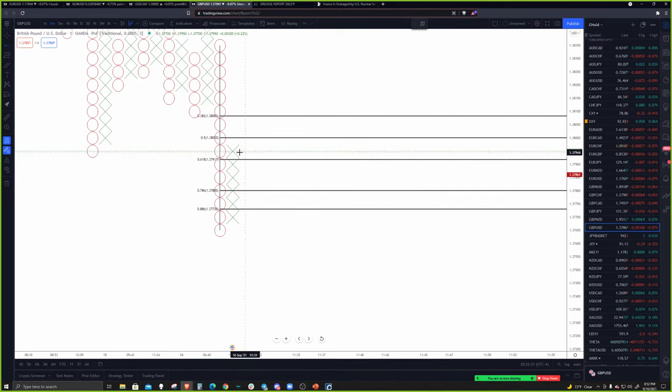So the 3 box reversal is not from the first X. You got to go 1, 2, 3. This would be the short entry. That would be the short entry. Would be at 138.80. That would be the short entry.